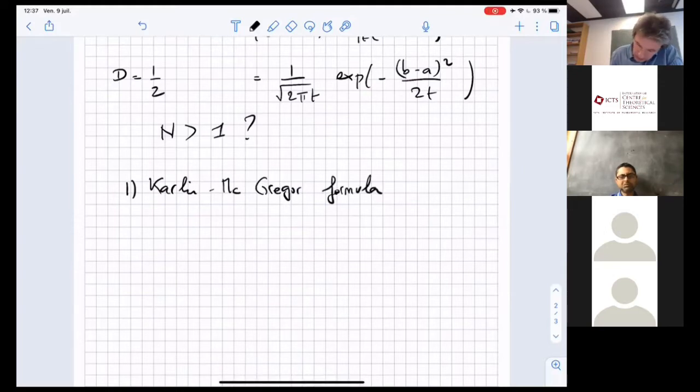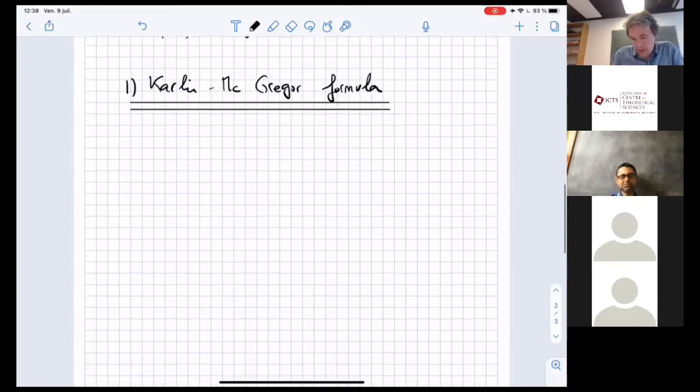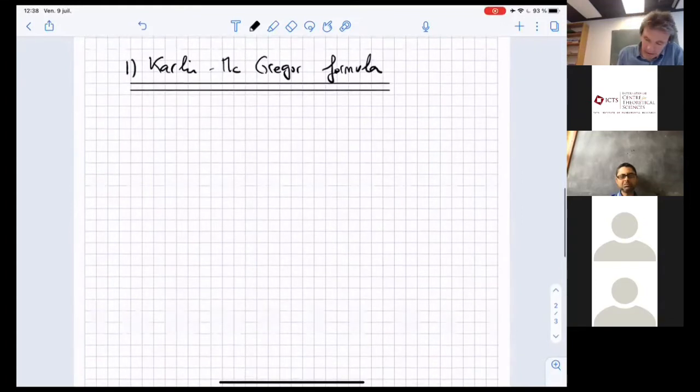So I will not really prove it, but I will just try to give you the idea of this formula. So let's try to understand this Karlin-MacGregor formula on the simplest case, n equals 2.